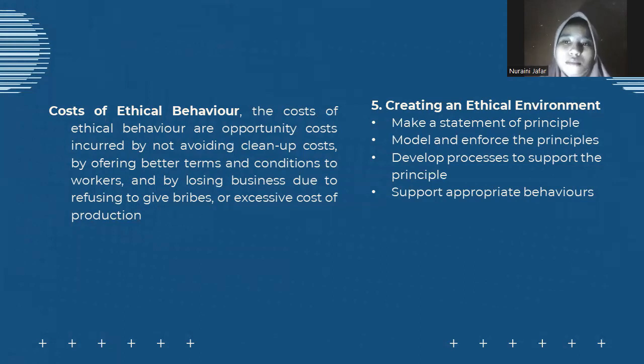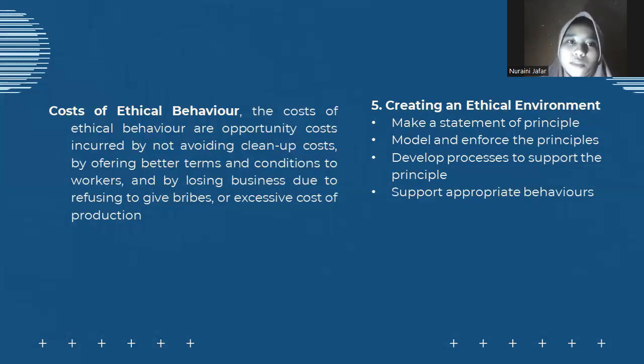First, make a statement of principle, and make it a responsibility, which is what is the right one, what is the correct one. The second point is to model and enforce the principle. It's not just about talking about it and putting it in a document, but also implementing it in your life. And the third is developing processes to support the principle, which needs a lot of elaboration from your organization, not just from the leader but also from the employees themselves, and then supporting appropriate behavior, which needs funding, for example.